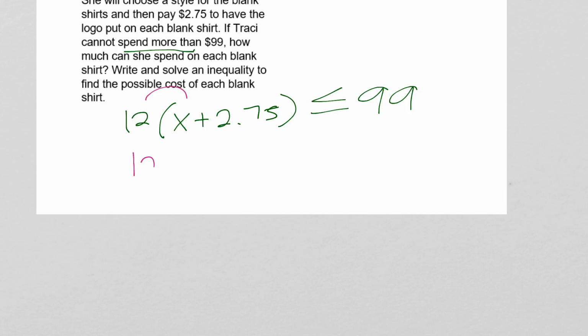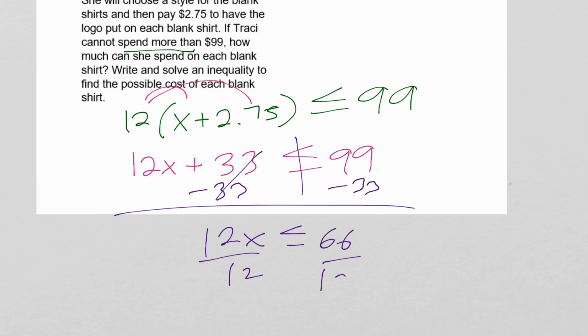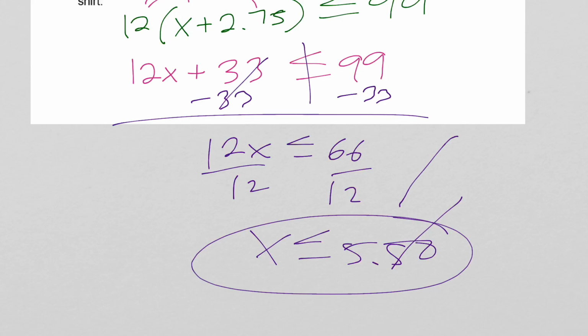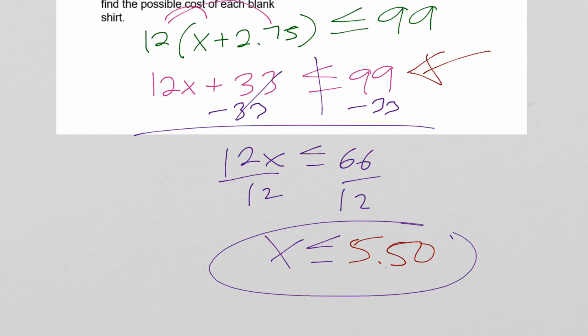When we use the distributive property, we're going to get 12x plus 12 times 2.75, which is 33, and then I have to solve for x by getting rid of the 33. So I'm going to be left with 12x is less than or equal to 66. And when you take 66 and divide it by 12, because we want to solve for x, you're going to end up getting 5.50. So the blank shirt has to cost $5.50. That's the most it can cost. If it costs more than $5.50, she'll go over budget, so $5.50 and less.